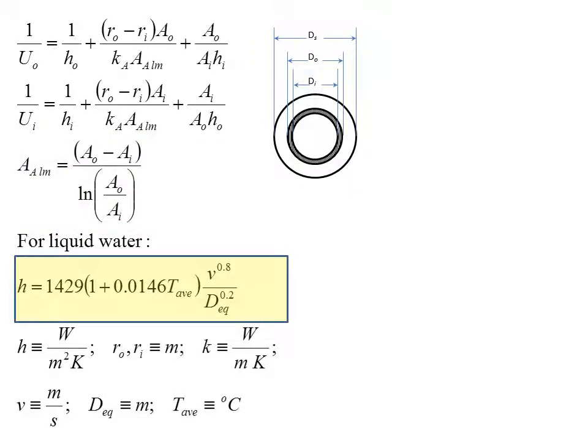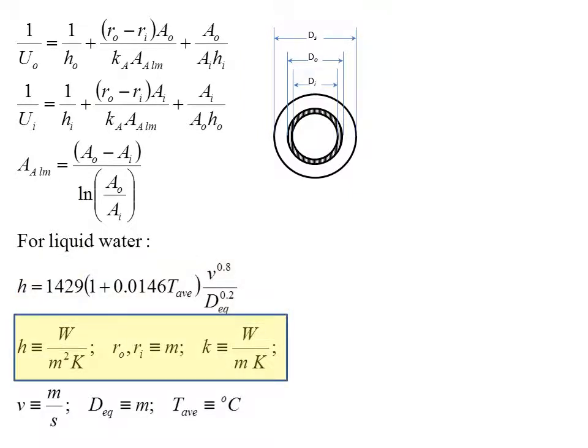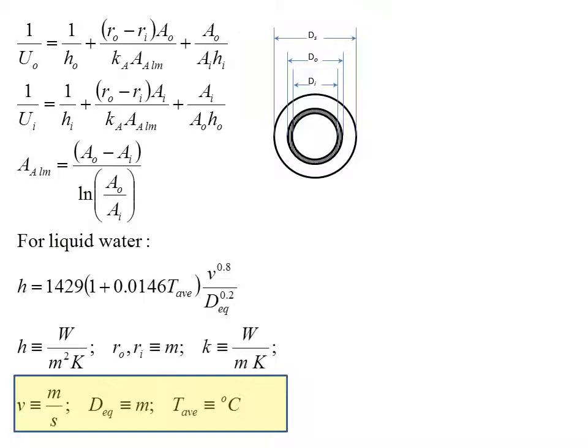For instance, the film heat transfer coefficient is given to us by 1429 times the quantity 1 plus 0.0146 times the average temperature. And that quantity will be multiplied by the velocity raised to the 0.8 power divided by an equivalent diameter raised to the 0.2 power. This is very unit specific, and so your units must be, for the heat transfer coefficient, watts per square meter Kelvin. The radii must be in units of meters, and thermal conductivity in watts per meter degree Kelvin. Velocity must be in meters per second, equivalent diameter in meters, and average temperature in degrees Celsius.